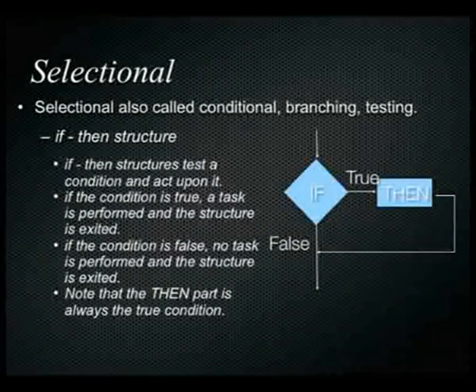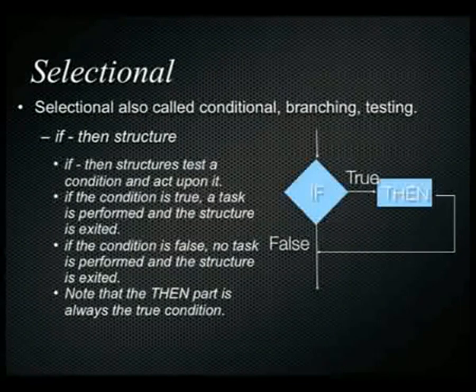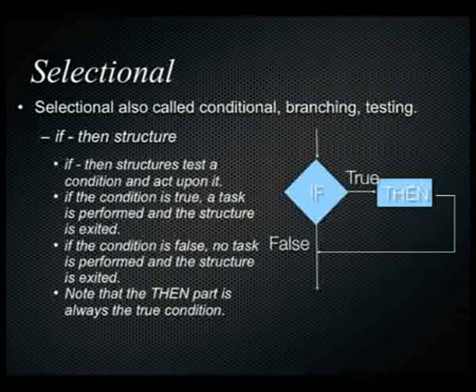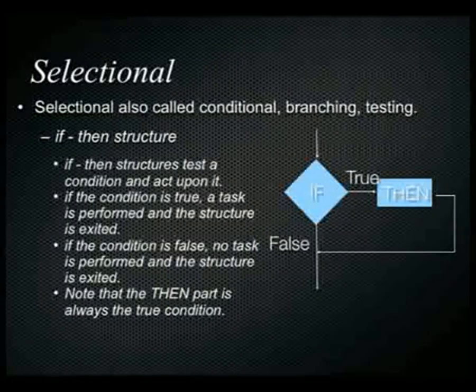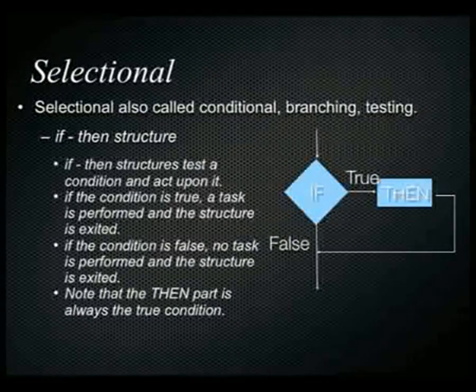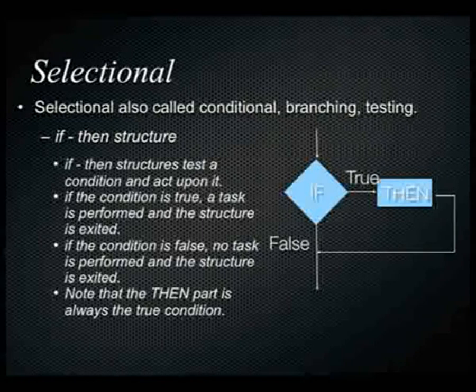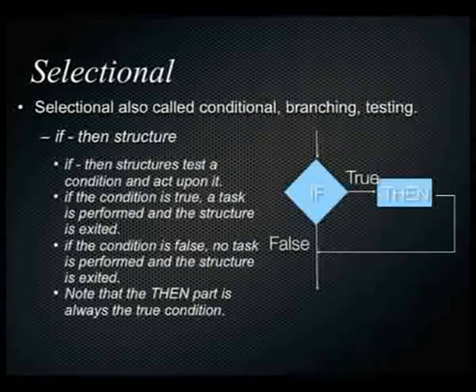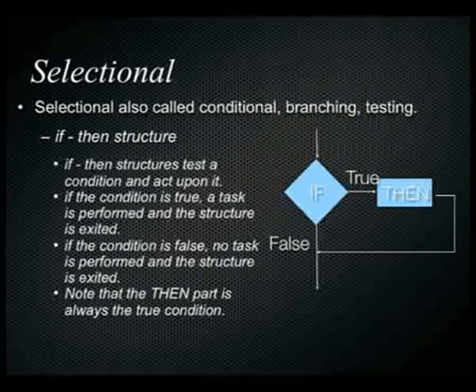So when it comes to selectional control structures, this is where we have our if-then-else structure. So simply we have a particular condition that we're testing. If that condition is true, then there's a chunk of statements that we actually implement. If it's not true, then we simply skip that set of instructions. So if the condition is false, then no task is performed and the structure is exited.